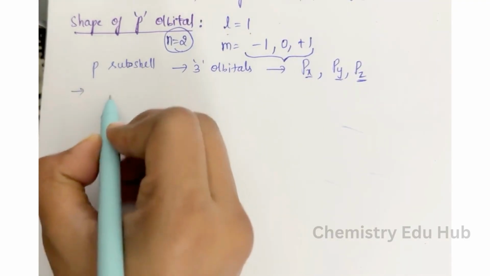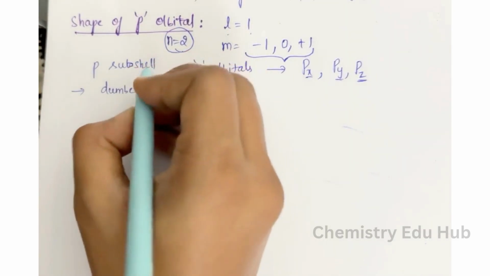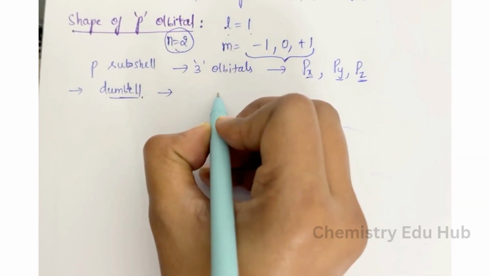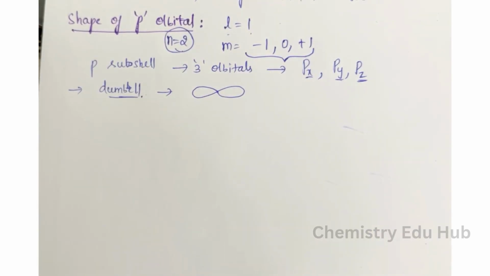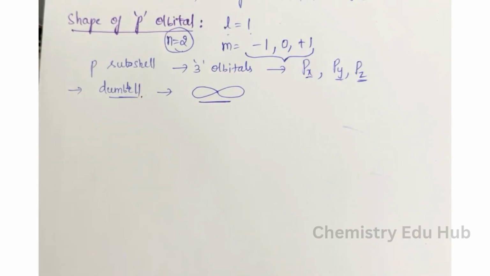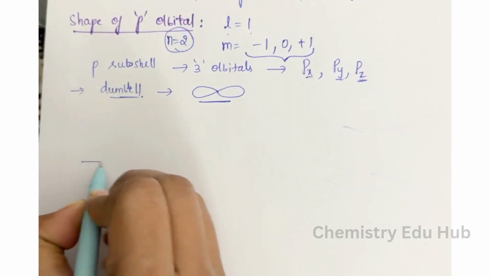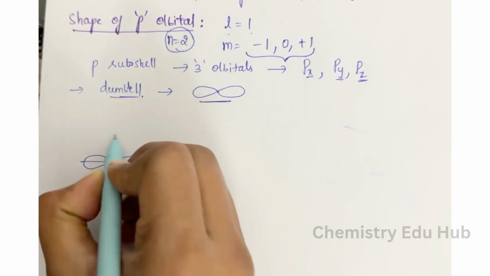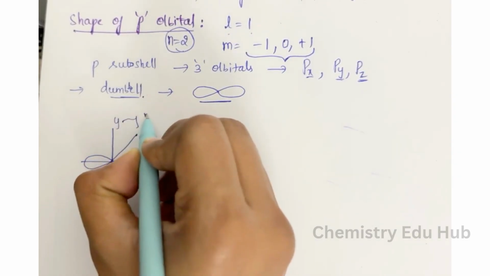And what is the shape of the p orbital? Dumbbell shape. That means the electron density is distributed in the form of 2 lobes this way. Based on the probability distribution curves, the electron density is distributed in the form of 2 lobes. So for example, if you consider px, the electron density is along x-axis and yz will be the nodal plane. This is the nodal plane.